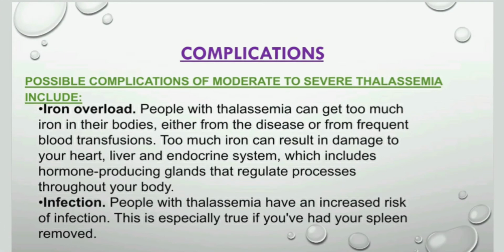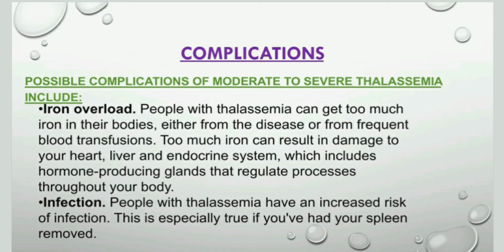After that, we have complications. So, what are the complications during thalassemia? First, let us know what are the possible complications of moderate to severe thalassemia. They include number 1, iron overload. People with thalassemia can get too much iron in their bodies, either from the disease or from frequent blood transfusions. Too much iron can result in damage to your heart, liver, and endocrine system, which includes hormone producing glands that regulate processes throughout your body.